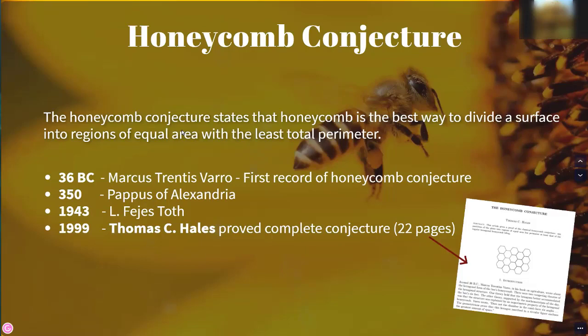Mathematicians and scientists were thinking, can we improve this? Can we find a better idea or a better solution? They studied it for thousands of years. In 36 BC, Marcus Terentius Varro studied it. In 350 AD, Pappus of Alexandria did something. In 1943, there is another mathematician, but 1999 is really new. He's alive, by the way. Thomas Hales proved the complete conjecture. End of the story. That's the best structure. We cannot find a better solution.